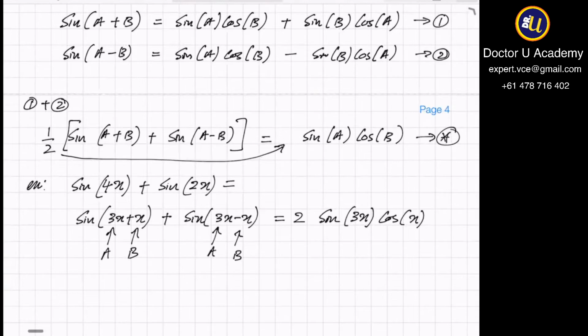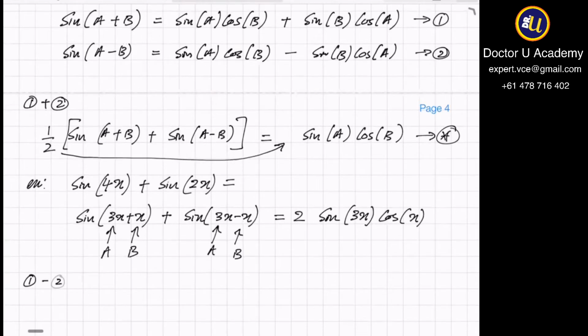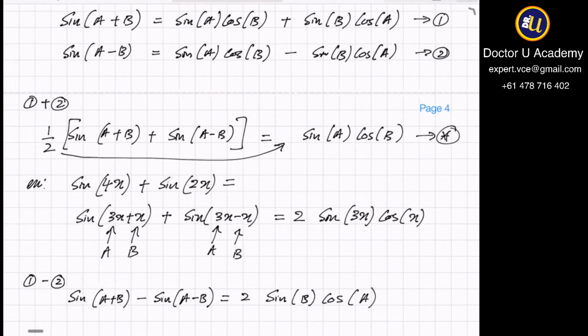So now we will subtract 1 and 2. 1 minus 2. When you do that, what do you have? Then you have sin(A+B) - sin(A-B) is equal to 2 times sin B cos A. Right. So this is another derived equation.